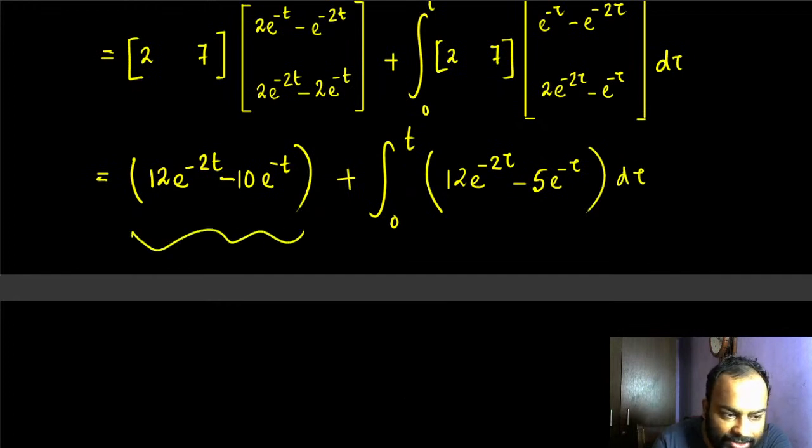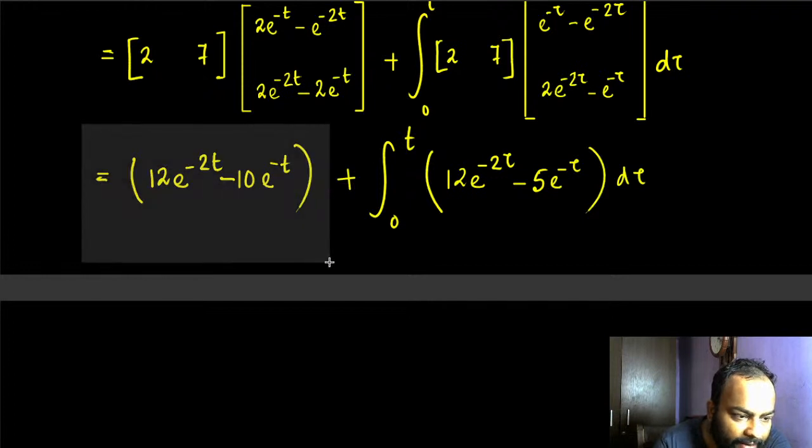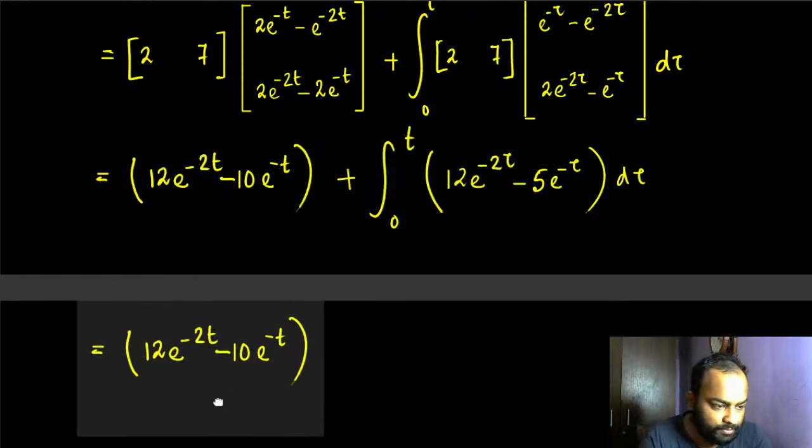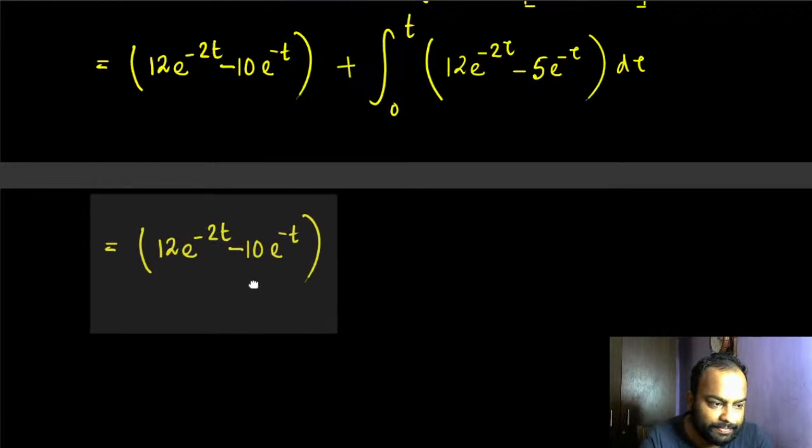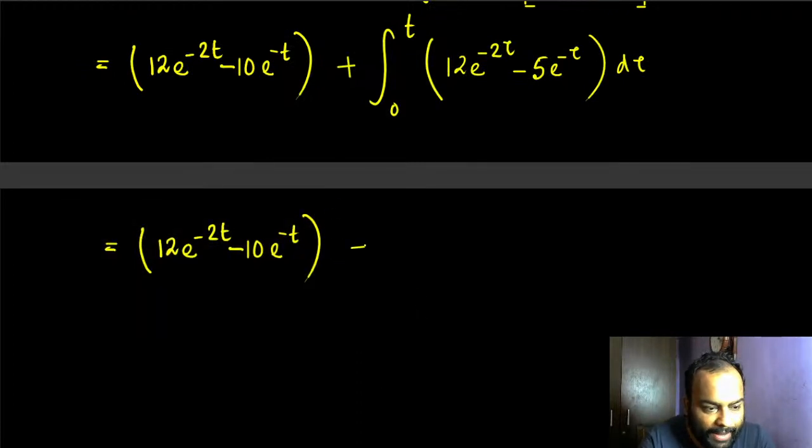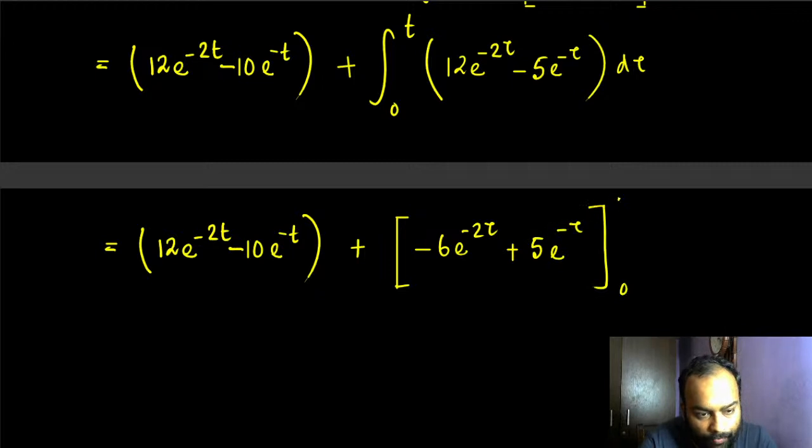So once again, this is the natural response and this is the forced response, right? These two are the parts of the responses for a system. And we have already calculated the natural response, so let's bring that in. Because that's the end of the calculation there. And plus, we have to now do this integration here. Not a very difficult job in that front. So that's going to be 12 by minus 2. So that's going to be minus 6 e to the power minus 2 tau. And that's going to be 5. So that's going to be 5 plus 5 e to the power minus tau. And the limits are from 0 to t.